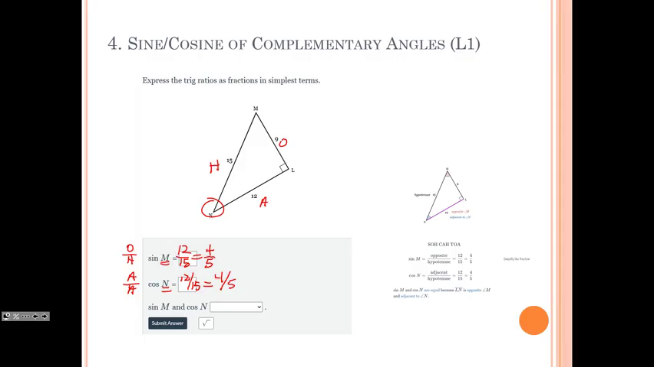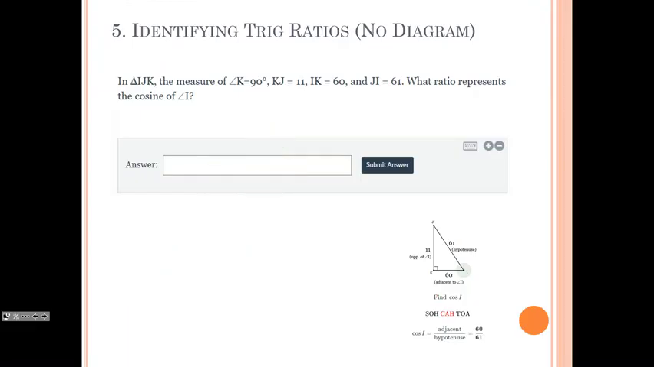Okay, so in your questions it says sine m and cosine n are what? Equal. These two are equal. That's what you're going to use in your drop-down menu. Then it says because LN is what to angle M? This is LN. What is it to angle M? It's opposite. So circle your opposite on your homework paper. And then it says this side is also adjacent to angle N, so we need the word adjacent right there.